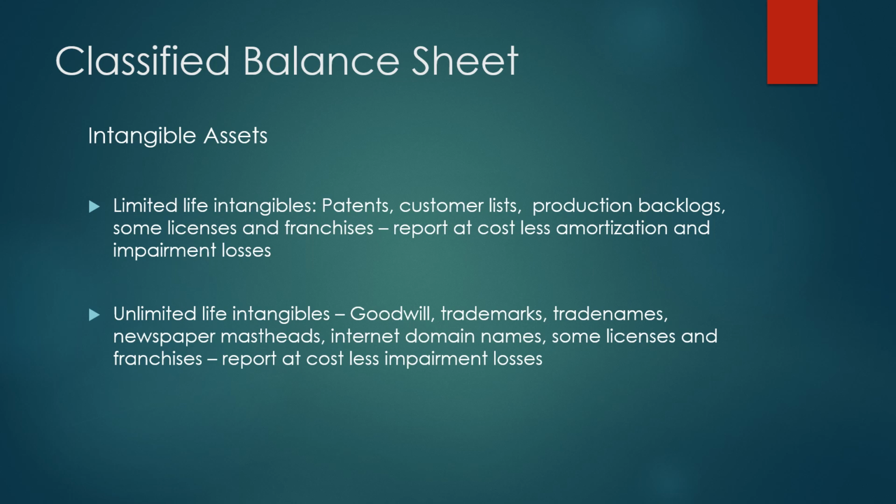Our next category is intangible assets. Limited life intangibles include things like patents, customer lists, production backlogs, some licenses, and franchises, and these assets are going to be reported at cost less amortization and impairment losses. Unlimited life intangible assets include goodwill, trademarks, trade names, newspaper mastheads, internet domain names, some licenses and franchises, and these are going to be reported at cost less impairment losses.